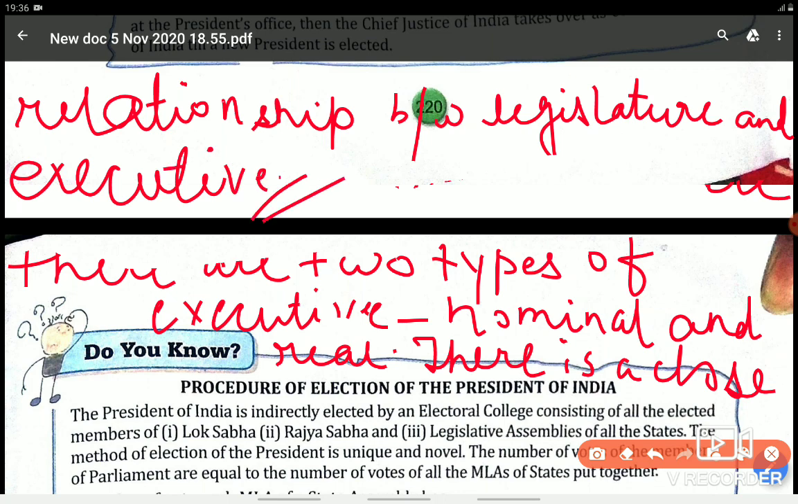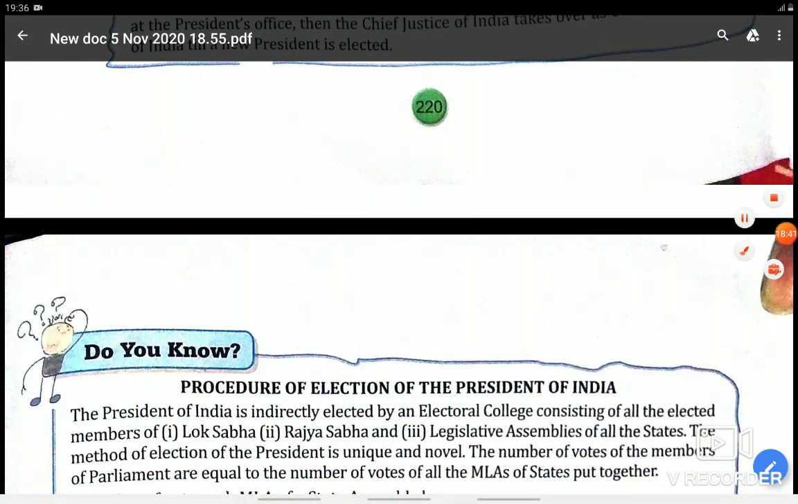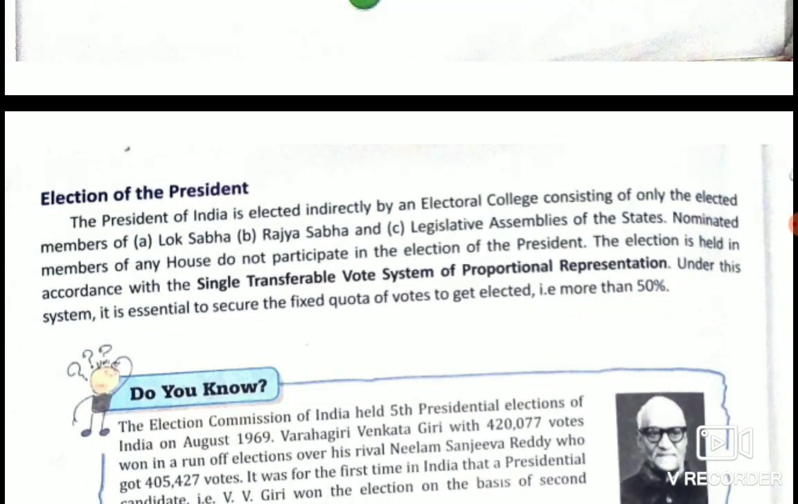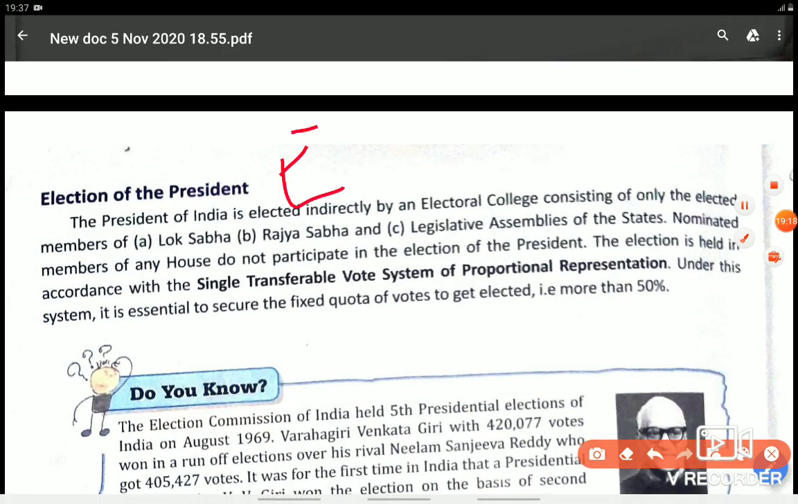You have read previously also in Union Government Legislature, Chapter 18. You have read over there the parliamentary form of government, so you can write from there also. Next is your Electoral College. How will you define Electoral College? This is for E5, E part.